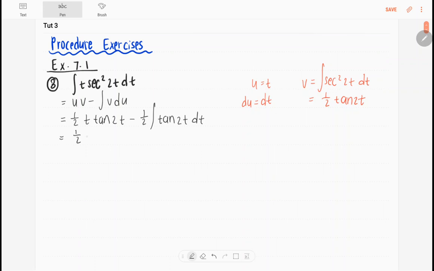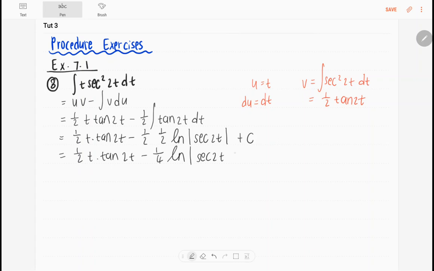Then we just rewrite our first term, and then we still have our half, and the integral of tan of something is equal to the ln of the absolute value of sec of that something. We just have to take into consideration that we have tan of 2t. That means that the integral here is going to be a half ln of the absolute value of sec 2t plus c. So this becomes a half t multiplied by tan 2t minus 1 over 4 ln of the absolute value of sec 2t plus c.